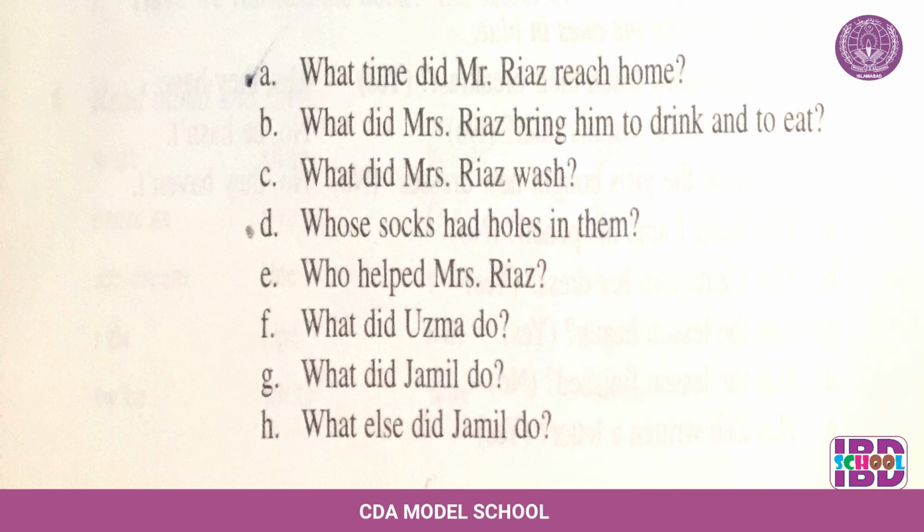E. Who helped Mrs. Riaz? The answer is Uzma and Jamil helped Mrs. Riaz. Question F. What did Uzma do? Answer. Uzma helped her mother to wash the clothes and to cook the meal. Question G. What did Jamil do? Answer. Jamil mended his father's chair. Question H. What else did Jamil do? Answer. He cleaned all the windows.